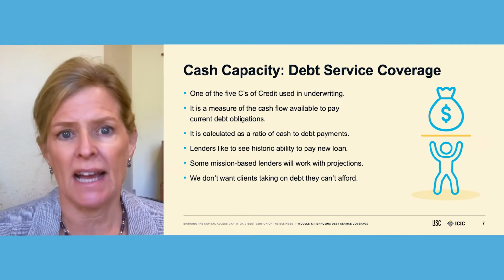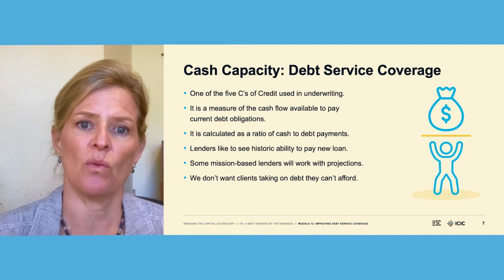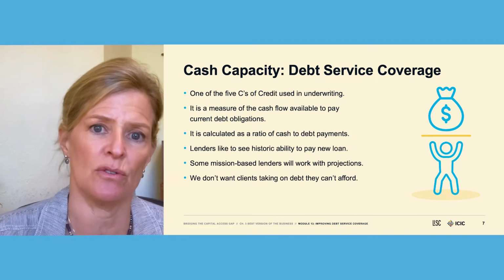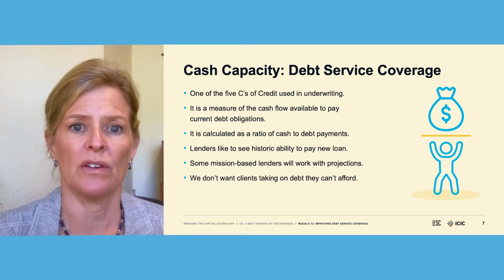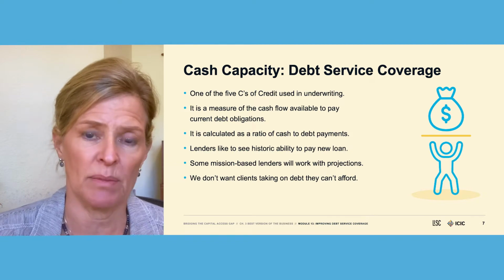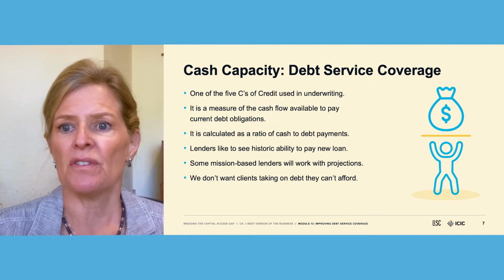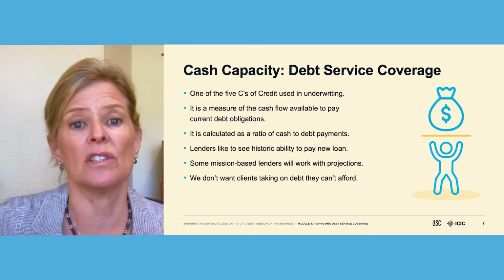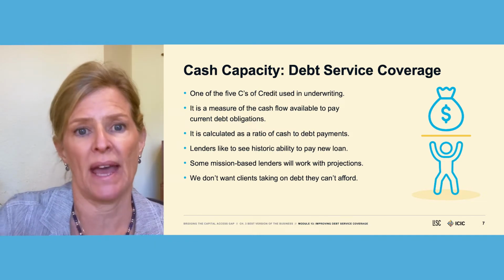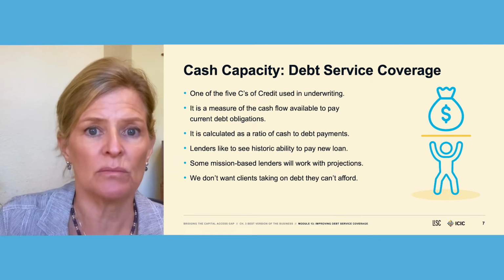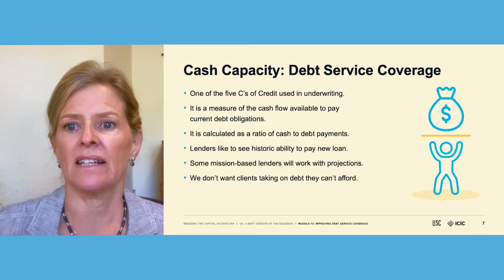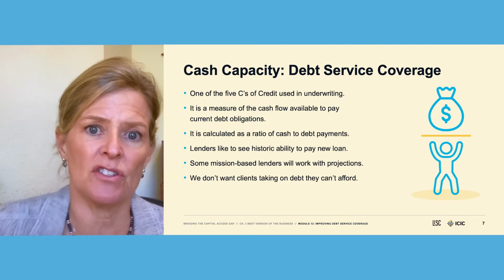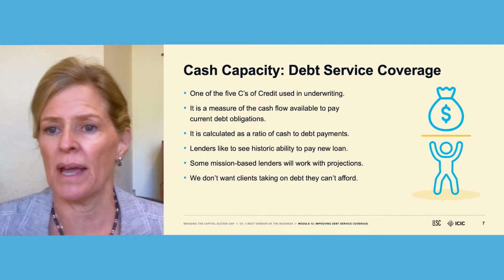Just remember that cash capacity or debt service coverage is one of the 5 C's that lenders use to determine whether to approve a loan application. It's a measure of cash flow available to service debt obligations. So they're looking to see if there's enough cash to pay a new loan payment with a little cushion. It's calculated as a ratio of cash to debt service or loan payments.